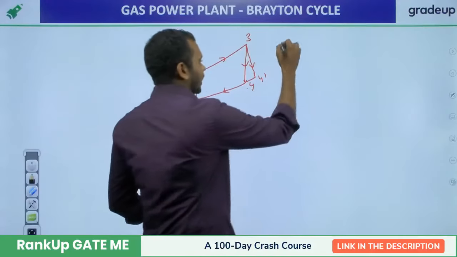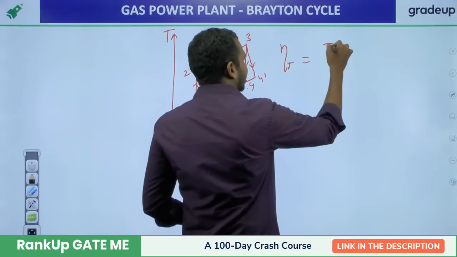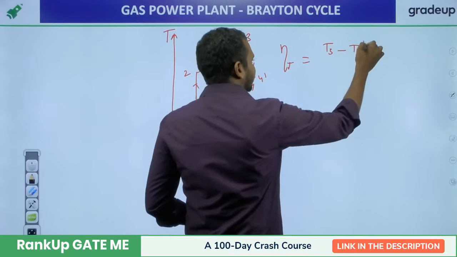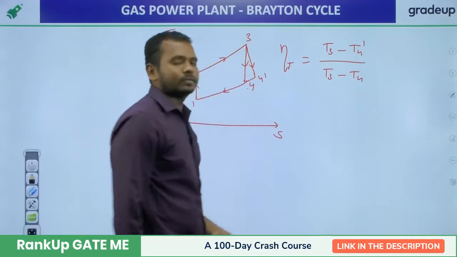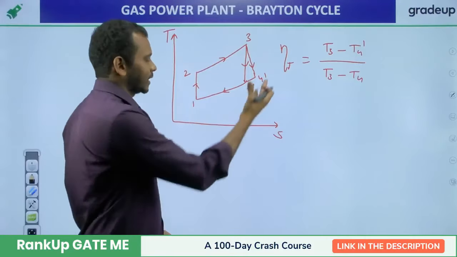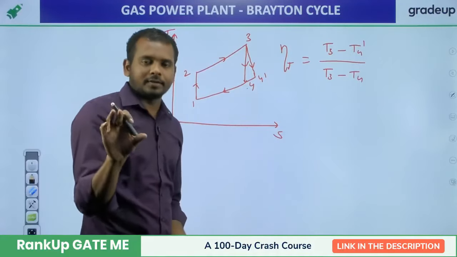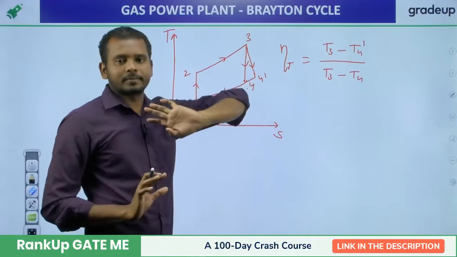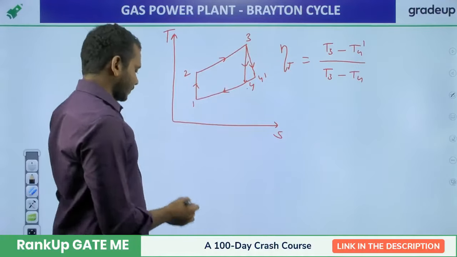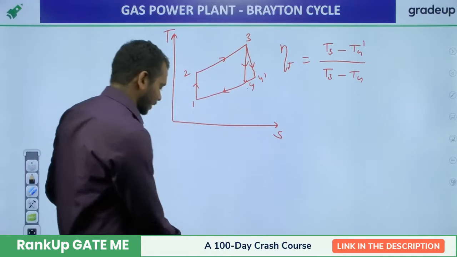This efficiency of the turbine we can write like this also. Cp into (T3 minus T4 dash) is the actual work, Cp into (T3 minus T4) is the ideal work. From this we can calculate T4 dash also if it is required. For this problem it is not required, but in coming problems it is required. Okay. So for that, what is asked for?